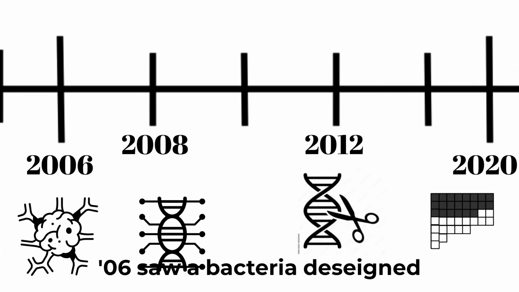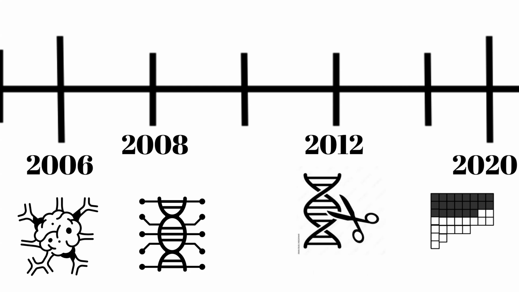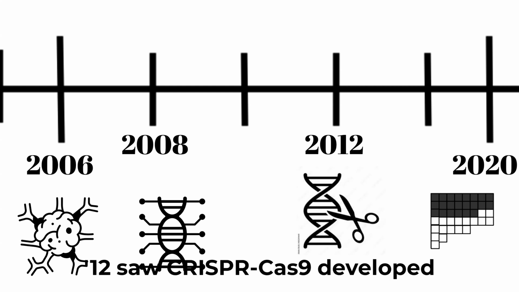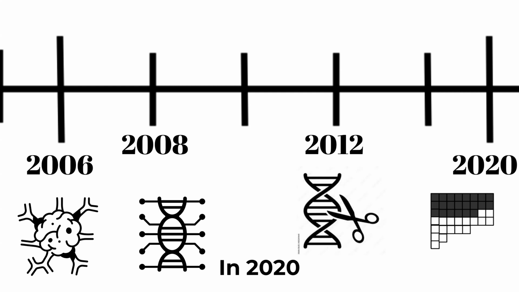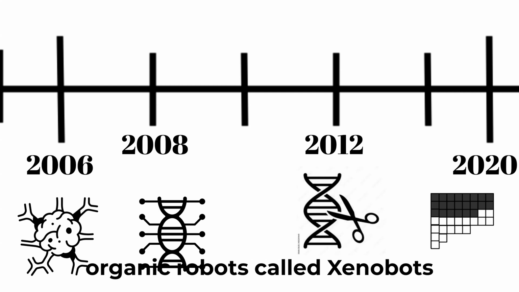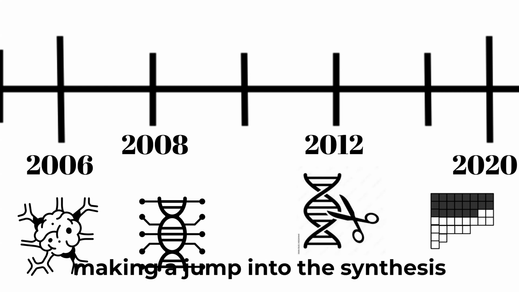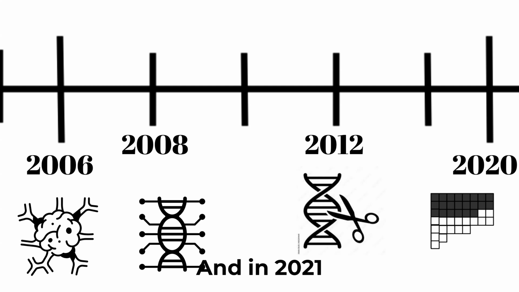2006 saw a bacteria destined to fight cancer. 2008 saw an entirely recreated bacteria genome made from scratch. 2012 saw CRISPR-Cas9 developed, allowing the widespread and simplified use of genetic engineering. In 2020, organic robots called xenobots were developed, making a jump into the synthesis of organic and mechanical.